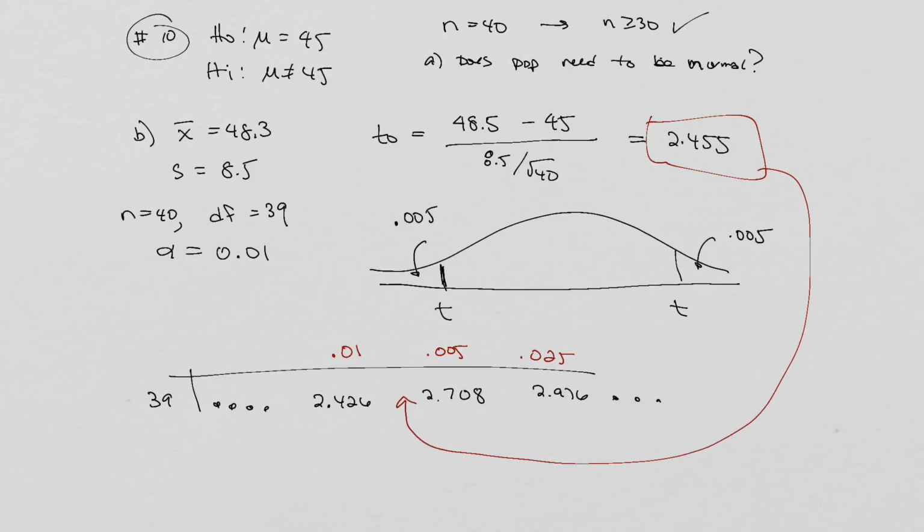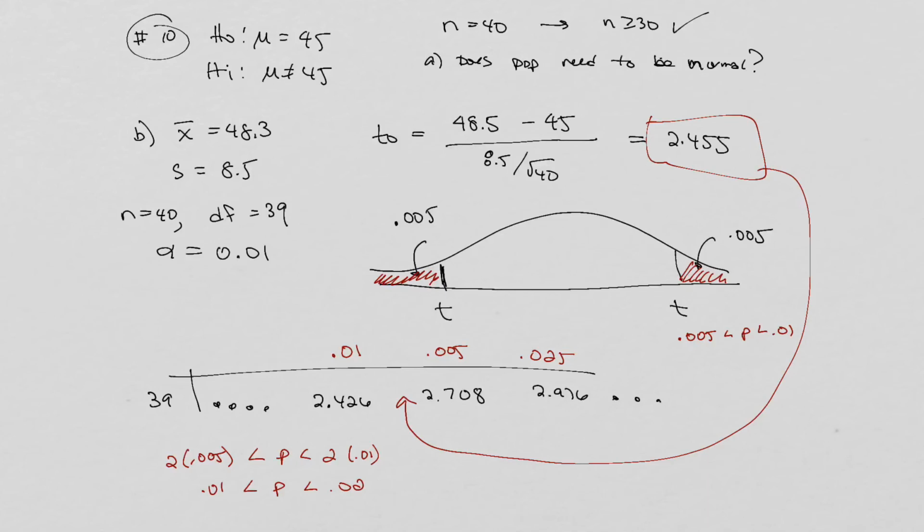So this p-value is between 0.005 and 0.01 for that particular area. If I multiply those by 2 to add the two tails together, I get 0.01 is less than p is less than 0.02.